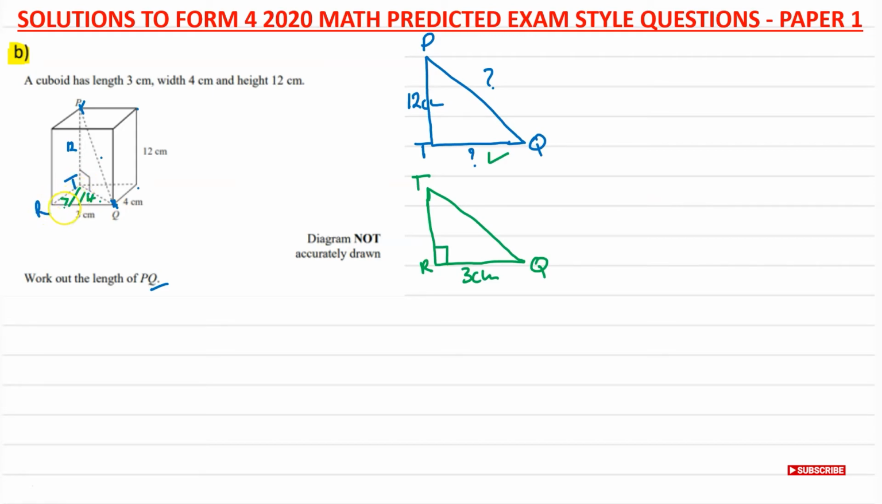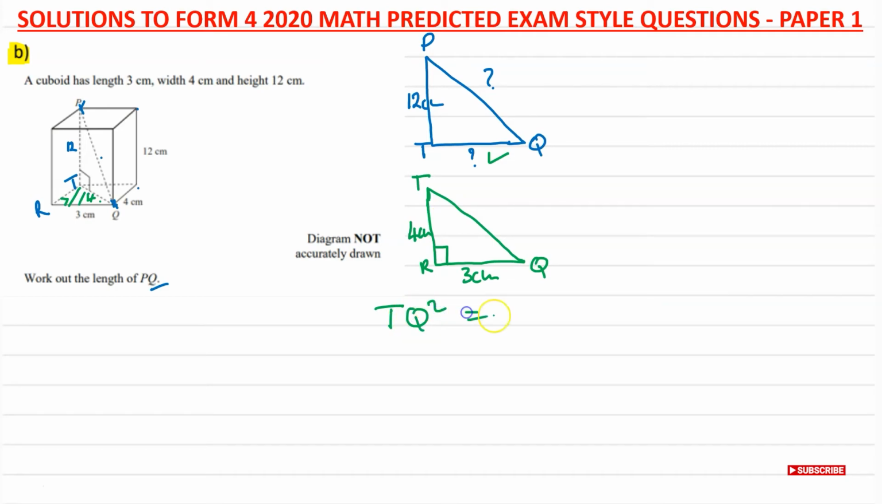RT, what's that going to be? It's the same as this one, 4 centimeters. So TQ is the same as this one here, TQ. If I can find TQ, then I'll be able to find PQ. Again, I have a right angle triangle and I'm dealing with length. That means I can use the Pythagoras theorem. So let's do this one here and find TQ. TQ is the hypotenuse.